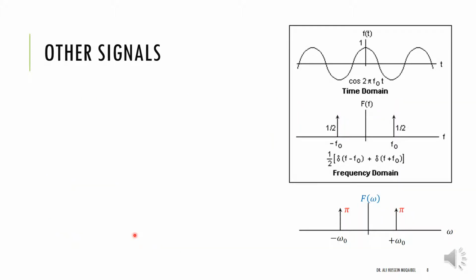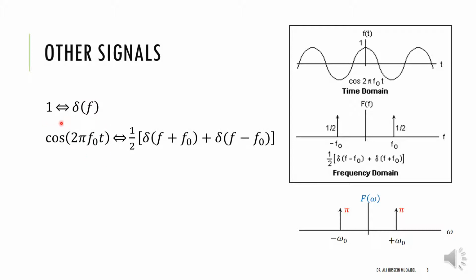Now, other signals: if you apply the Fourier transform equation for a constant 1, it gives you delta of f. Remember, we started with delta, we got 1 in frequency. Now we're doing the opposite. We have 1 in time, which gives you delta in frequency. A cosine 2 pi f naught t will be transformed into 2 frequencies, 2 deltas with a scale of half.